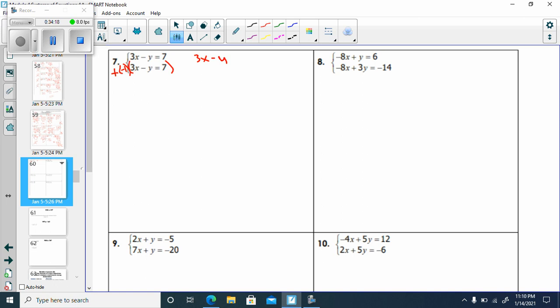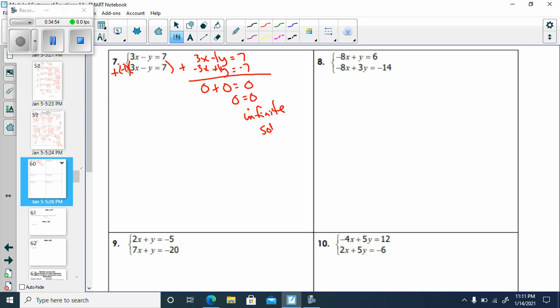3x minus y equals 7, plus negative 1 times 3x is negative 3x. Negative 1 times negative y is positive y. Negative 1 times 7 is negative 7. 3x plus negative 3x is 0. Negative 1y plus positive 1y is 0. 7 plus negative 7 is 0. So 0 is equal to 0. That means we have infinite solutions, right?